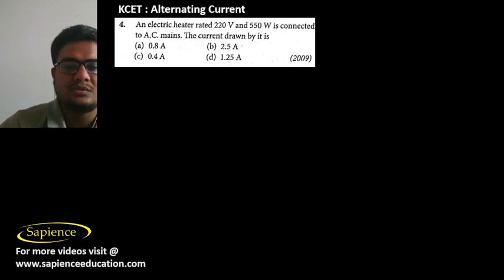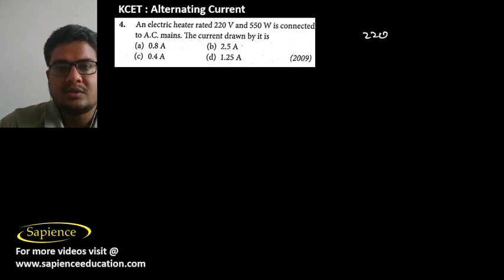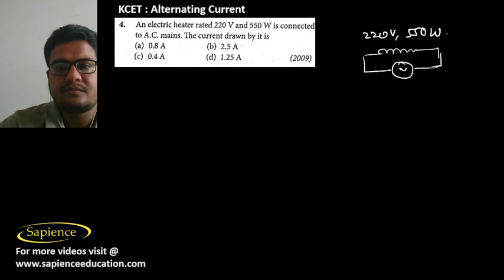Question number 4, it is told an electric heater rated 220 volt and 550 watt is connected to the AC mains. The current drawn by it is.